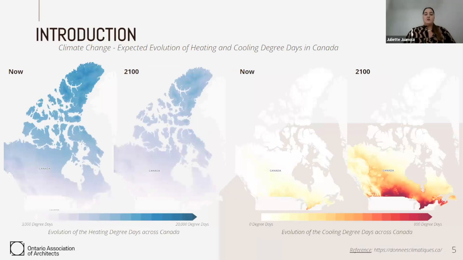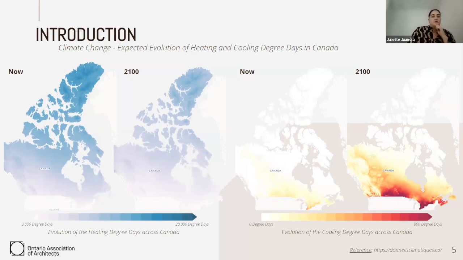So here are a few diagrams that show the expected evolution of heating and cooling degree days across the country, still by the end of the century. And you can see that due to the rise of temperatures, the heating demand is expected to be lowered, while the cooling demand, of course, is expected to rise.